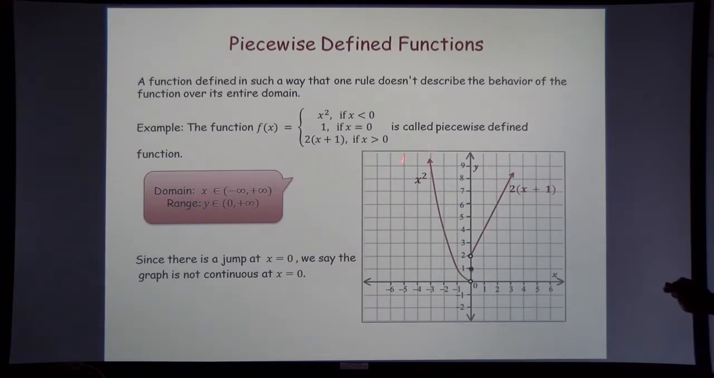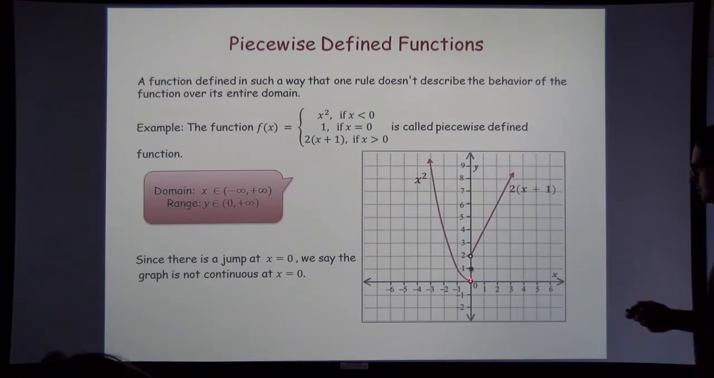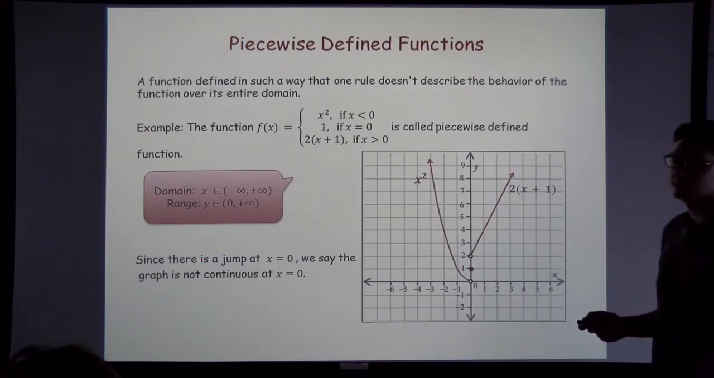Okay? So if we plot our points and our graph right here, for x squared we start at our origin and it raises up, and we plot our point 1, which we see right here, and our piece 2x plus 2. We notice that our graph is called piecewise defined. Since there's a jump at x equals 0, we could say that the graph is not continuous at x equals 0. Only one of our equations comes out of our origin. The other two equations do not come out at 0, so therefore it's not continuous.